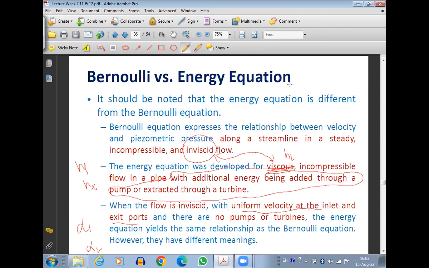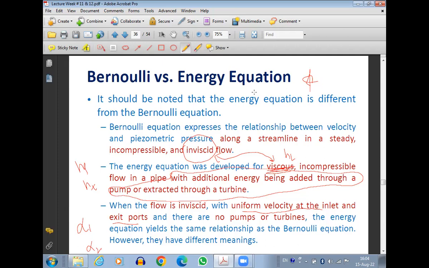So this is again a very, very important question from the conceptual questions point of view. What is the difference between Bernoulli's equation and energy equation? There are three differences mentioned. One difference is viscous effects. The other difference is the additional energy by pump or by turbine, either extracted or provided or added. And the third difference is the non-uniformity within the velocity profile.